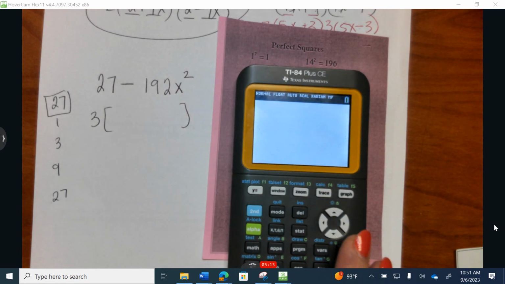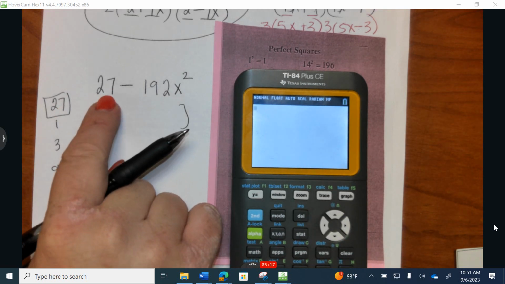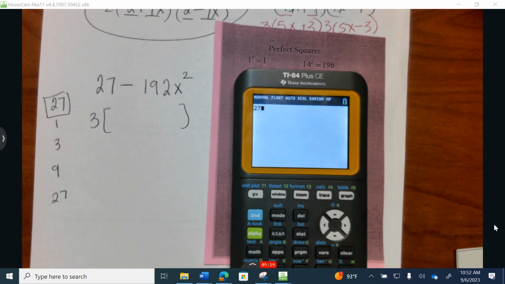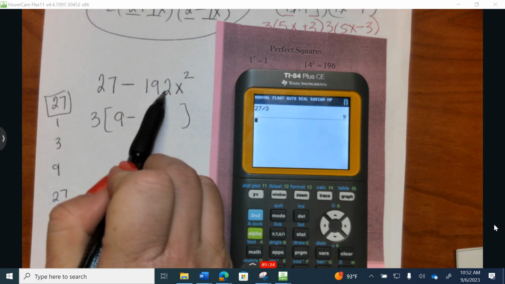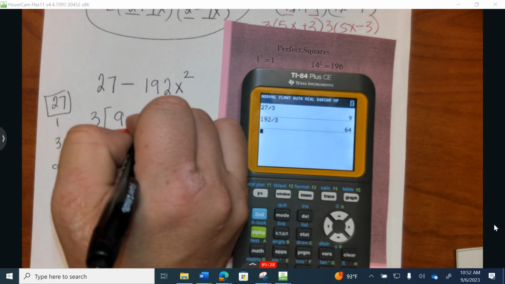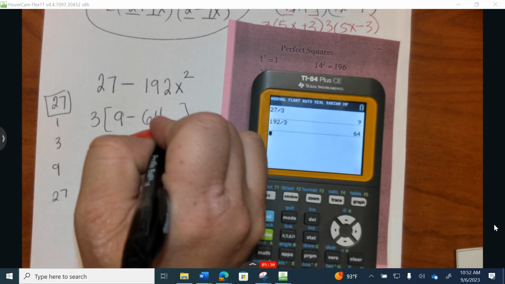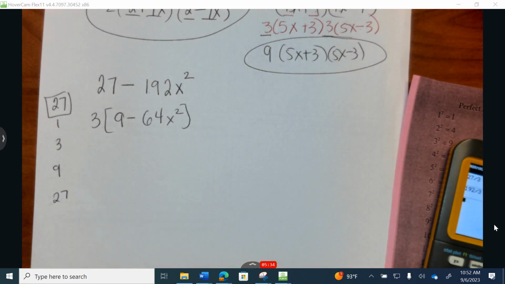If you don't have great number skills, then grab a calculator. 27 divided by 3. If you don't know that that is 9, then divide on your calculator. 192 divided by 3. We just came up with an answer of 64, but if you forgot that, divide on your calculator. Notice that this time is like example number 1, where the x squared is in back.